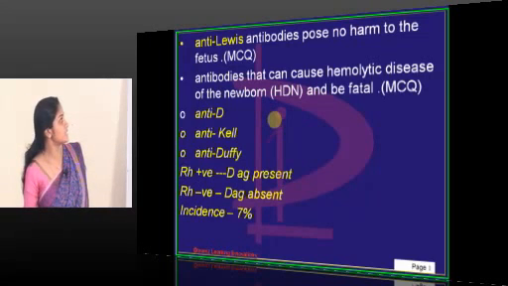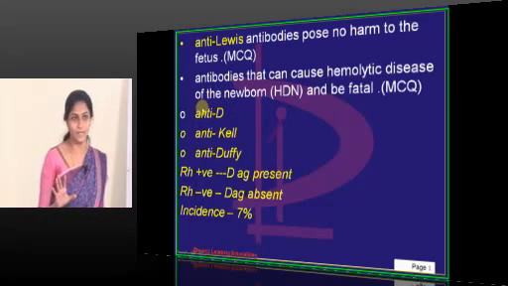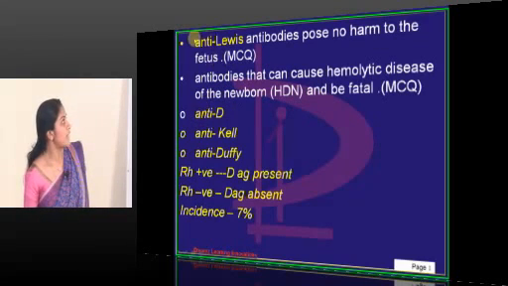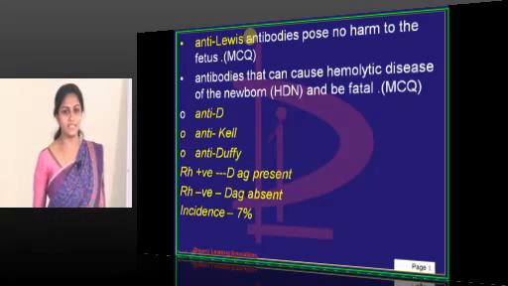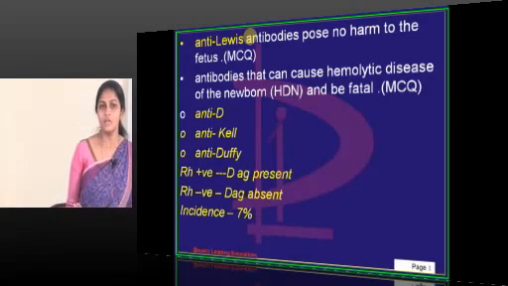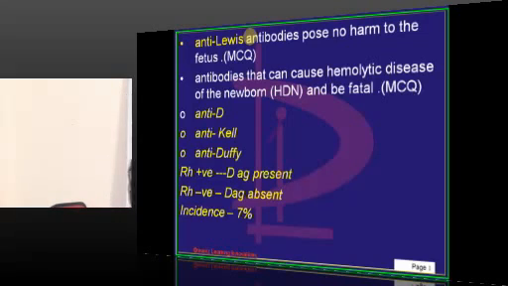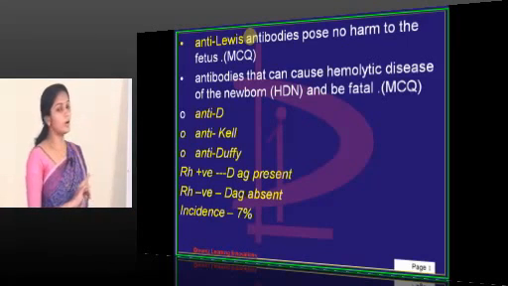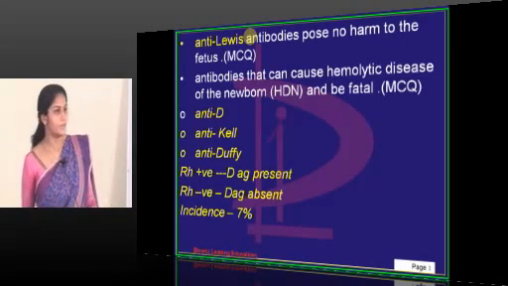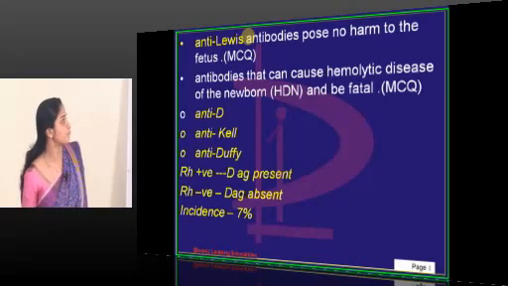One question was asked on anti-Lewis antibodies. Whenever anti-D antibodies are there, they are going to kill the baby. But anti-Lewis antibodies, Lewis lives, L-I-V-E-S, means it is not going to kill the baby. So remember the code, Lewis lives. Even if anti-Lewis antibodies are there, they are not going to cause any harm to the baby. This is the one antibody which is not going to cause any harm. Previously it was asked.